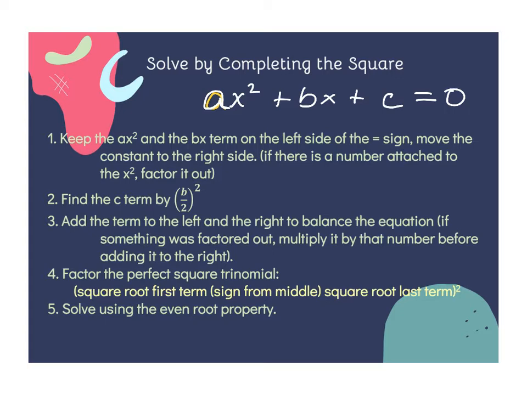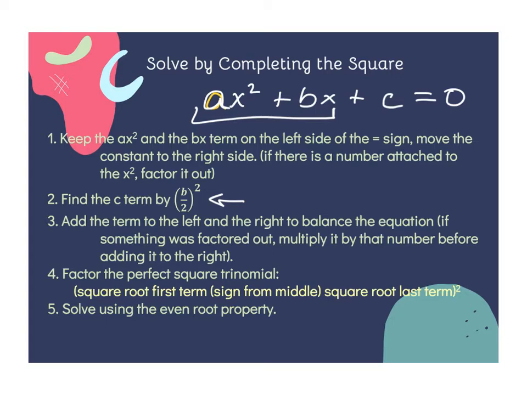So when I refer to the a in my equation, that's going to be the number that's in front of x squared. When I refer to this b that I'm dividing by 2 and squaring, that's going to be the number that's in front of the x. And then when I refer to the c, that's my constant. So what we're going to first do is we want to leave these two terms on the left side, and then we're going to move the constant to the right side of the equal sign.